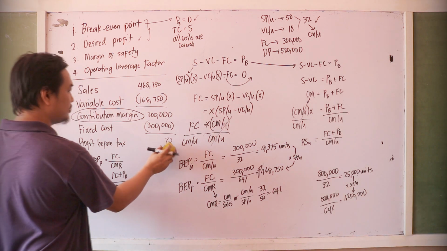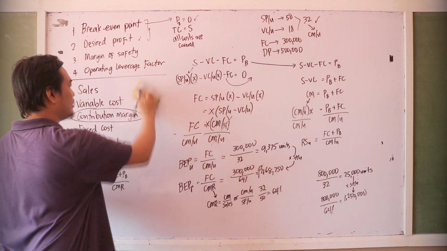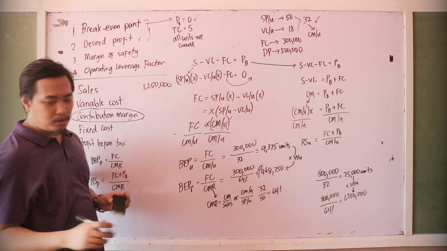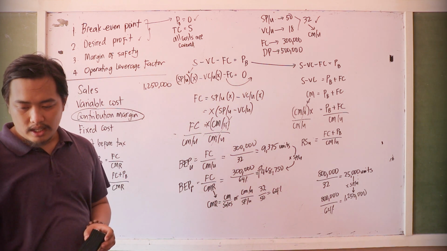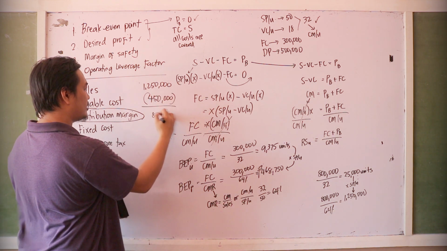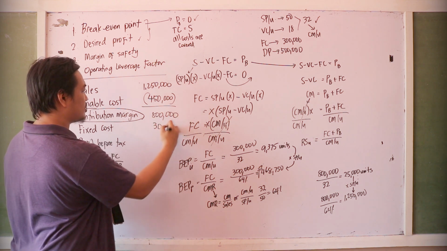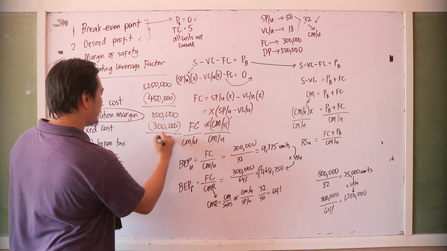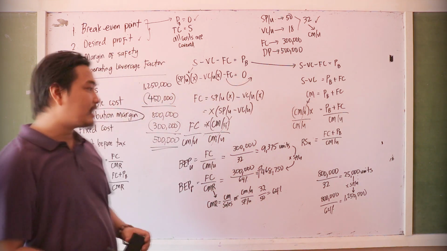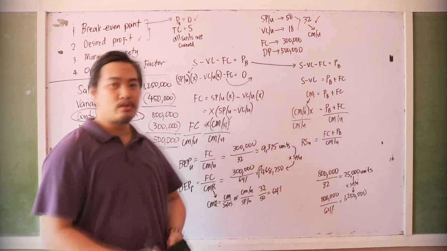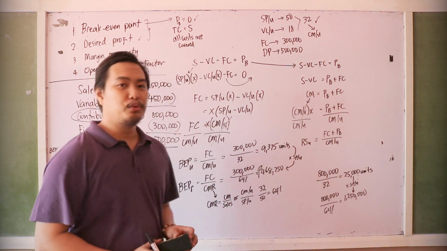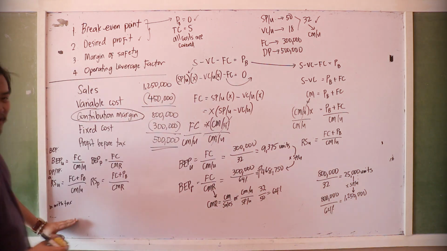So, check ulit natin, 1,250,000 na sales. Variable cost would be 25,000 times 18, 450,000. Lalabas 800,000 na contribution margin, less fixed cost na 300,000. Yung ating profit before tax is 500,000. So we have met yung desired profit natin na 500,000 by selling 25,000 units or by reaching a sales level amounting to 1,250,000. Proceed na tayo sa with tax.